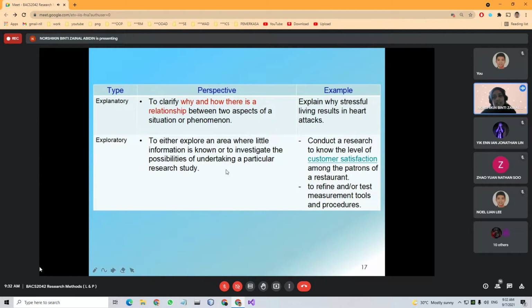Here is another example. They want to conduct research to know the level of customer satisfaction. Basically, this kind of research is done because there is only little information or little research done before. So that's why you want to explore more. So those are the types of research. There are six.